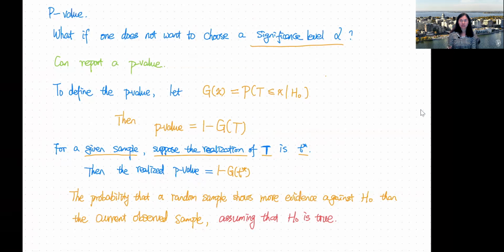That's a realization of the p-value, which is the probability that T is greater than T star given H naught, just by definition of G. And that is the probability that the test statistic is greater than this realization given H naught. So we have learned that large values of the test statistic are evidence against the null hypothesis.